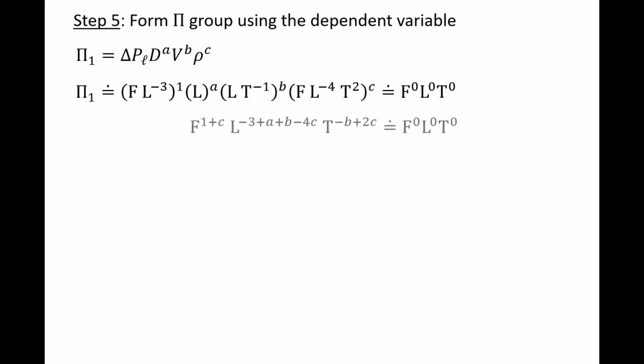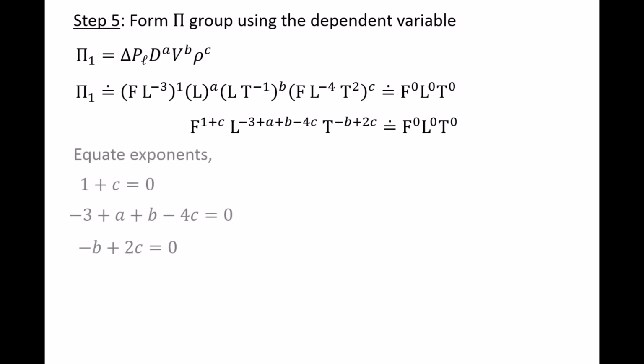If we distribute the exponents through each term and combine all the terms with base F, combine all the terms with base L, and combine all the terms with base T, we will have force raised to the power of 1 plus c, length raised to the power of negative 3 plus a plus b minus 4c, and time raised to the power of negative b plus 2c. In order for this equation to be true, the exponents of force, length, and time on the left side of the equation must equal the exponents of force, length, and time on the right side of the equation.